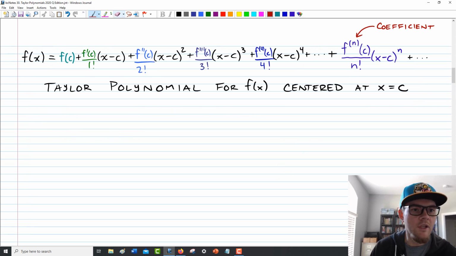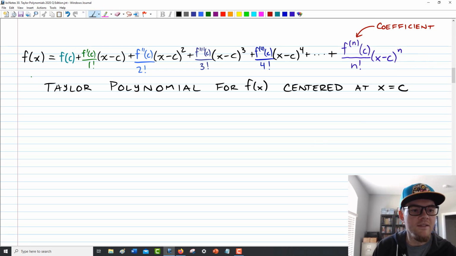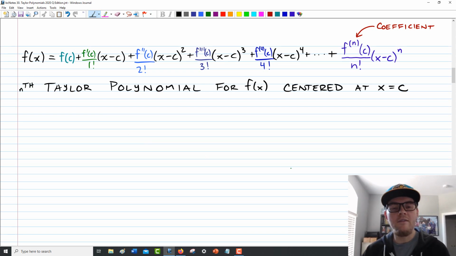Oh, by the way, oh shoot, I made a mistake. Let me fix this really fast. I shouldn't have the thing at the end, because that way I can say that this is the nth Taylor polynomial. I forgot that if I add that, because it goes on forever, then it's not a polynomial anymore. So there it is. There is the nth Taylor polynomial for f of x centered at x equals c. There it is.